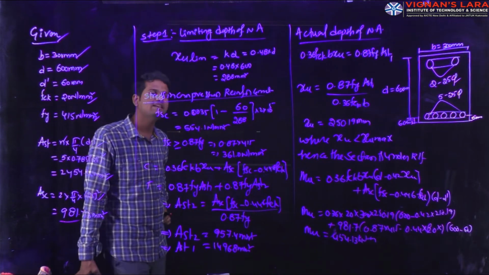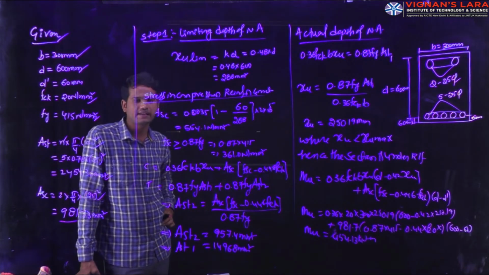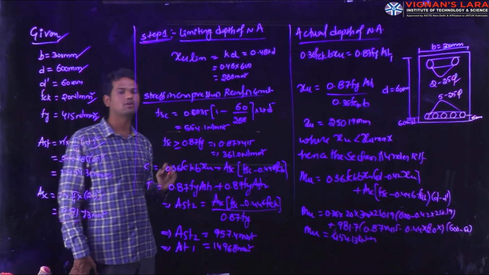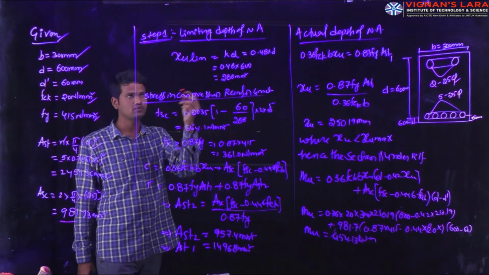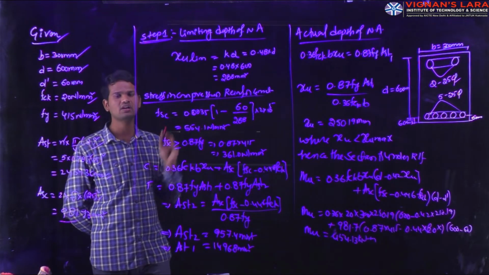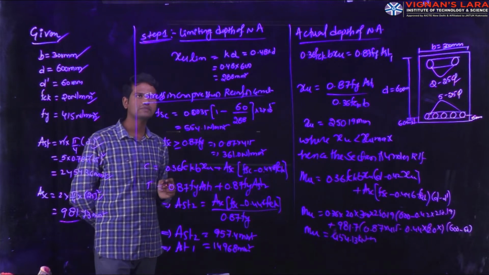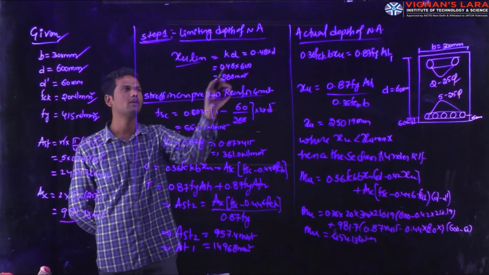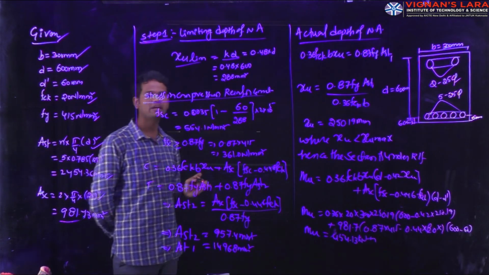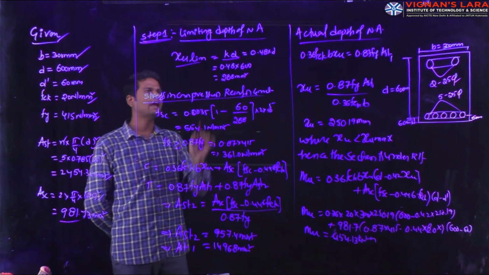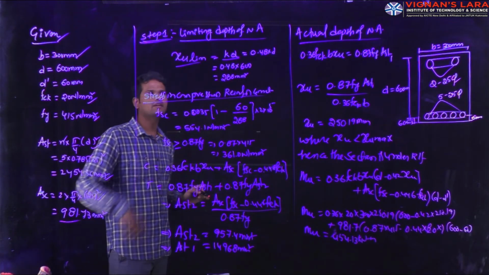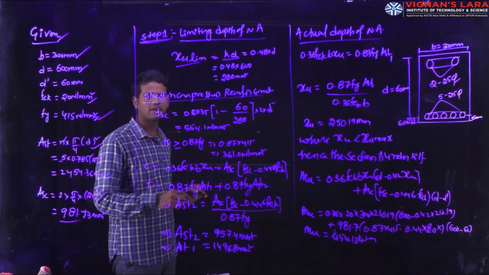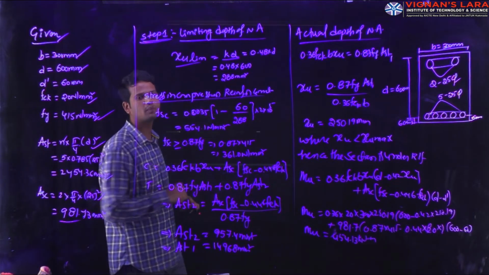The first step is the limiting depth of the neutral axis, or maximum depth of the neutral axis. Step 1: we have the limiting depth of the neutral axis. This limiting depth is also given in the code book IS 456. XU limit equal to the limiting depth of the neutral axis, XU limit equal to K into D, where K is the neutral axis constant and D is the effective depth of the beam. For our grade, the problem gives Fe 415 grade, hence we are taking this value as 0.48.